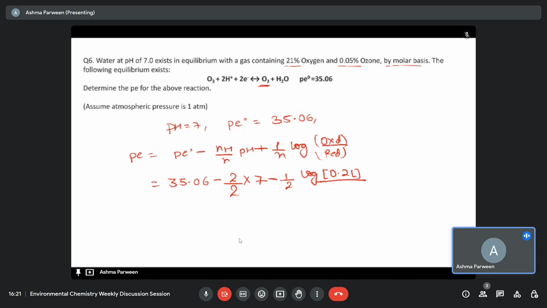So it is around 0.05, and this is given on the molar basis. So we can directly take the percentages as molar concentration, and this is the final equation. We just have to solve this and find the final value. So after solving it, we are getting around 26.75 as the value of PE at the given conditions. So let's move to the next question.